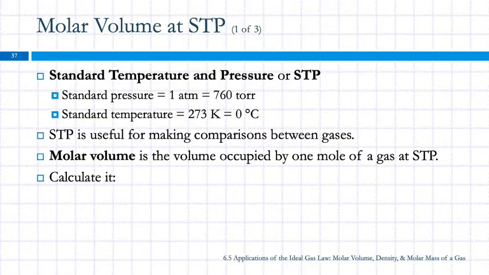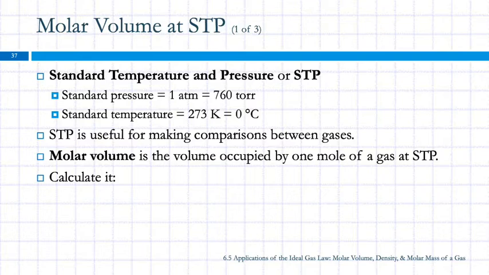STP is useful for making comparisons between gases, because when we talk about gases, we've got 4 variables. When we talk about solids, we're talking about pretty much just the mass of it or the volume of it. One or the other, doesn't matter. When we talk about solutions, we've got the concentration and the volume, that's it. But gases are kind of squirrely. So STP is useful.